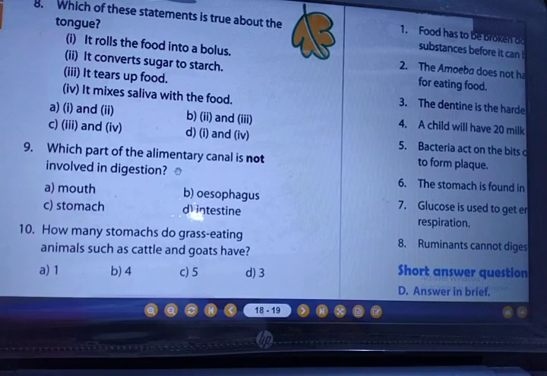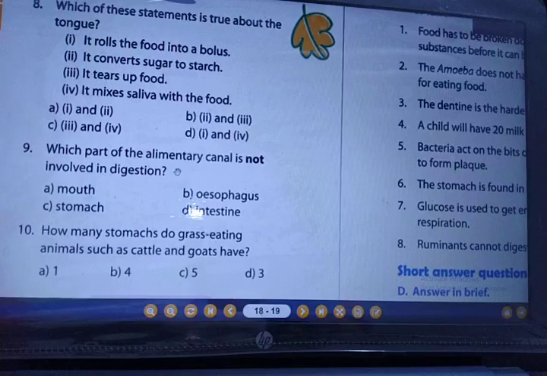Ninth one, which part of the alimentary canal is not involved in digestion? Can you tell me which part? Mouth is not involved in digestion. Esophagus, stomach, intestine, they all are involved except mouth, right? So the right answer is mouth.